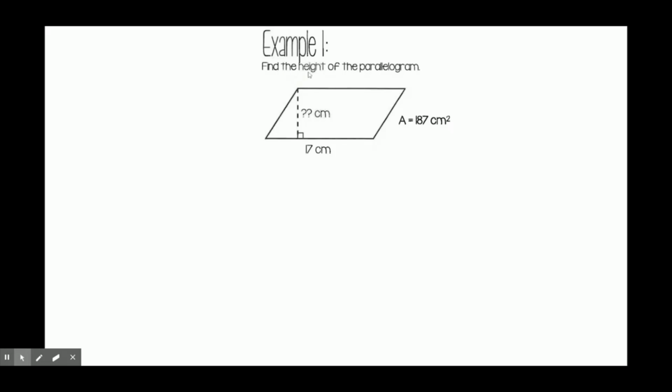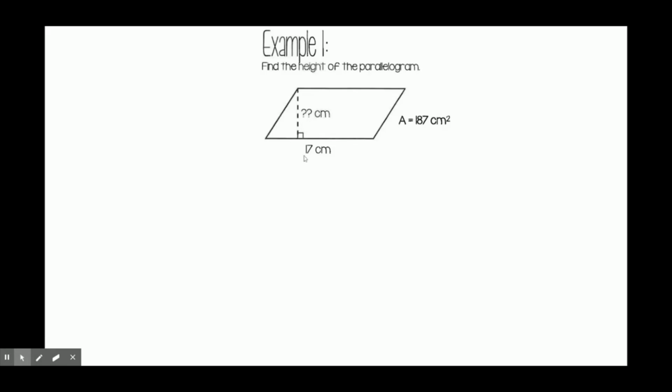In this video, we're going to learn how to find the missing lengths of polygons given the area. We've got 4 examples: a parallelogram, a triangle, a trapezoid, and a rhombus. We're going to start off with our parallelogram. Find the height of the parallelogram. As you can see, it's missing.